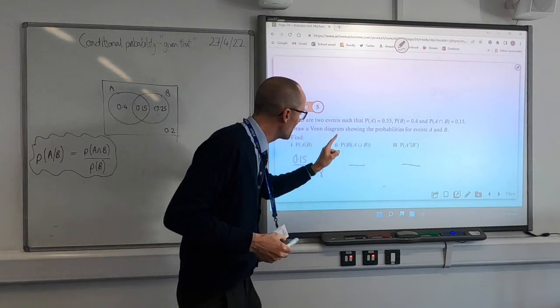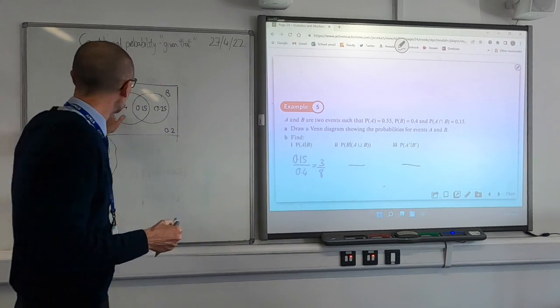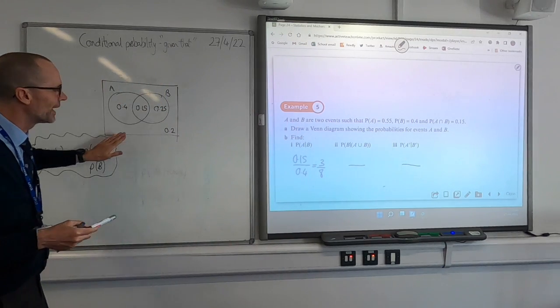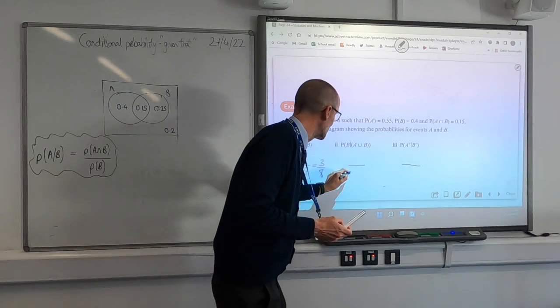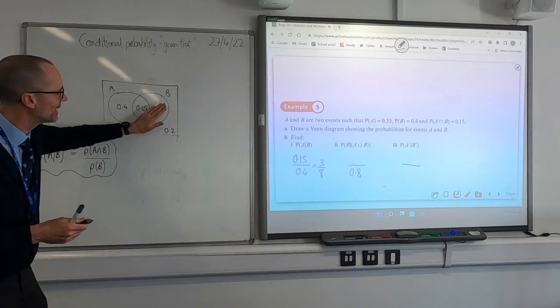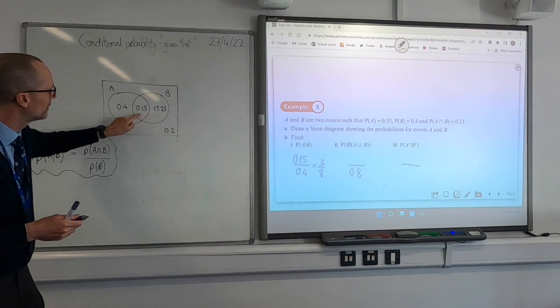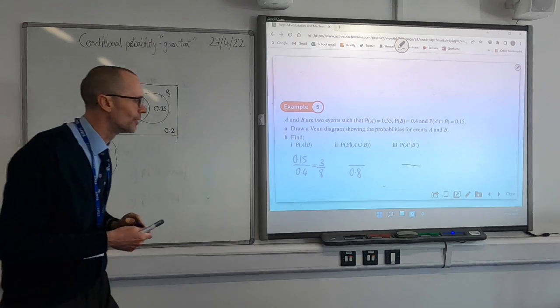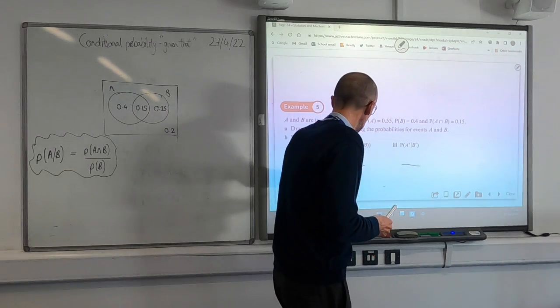So here, the probability of A union B, that's this, it's 0.8. So that goes on my denominator. Of that, how much of that is down to B? 0.4. So that's a half.